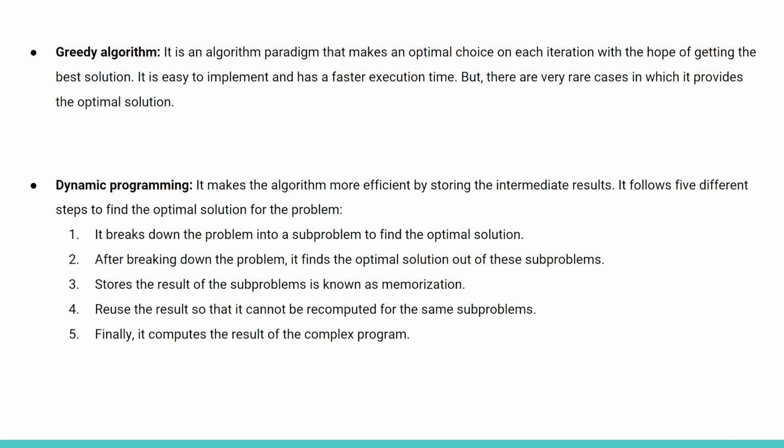Then the dynamic programming. It makes the algorithm more efficient by storing the intermediate results. It follows 5 different steps to find the optimal solution for the problem. First, it breaks down the problem into sub-problems to find the optimal solution. Then, after breaking down the problem, it finds the optimal solution out of these sub-problems. Then it stores the result of the sub-problems, which is known as memoization. Then it reuses the result so that it is not recomputed for the same sub-problems. And finally we can say that it computes the result of the complex problem.